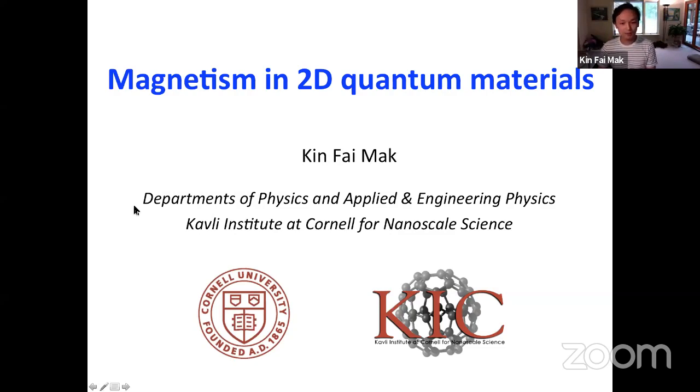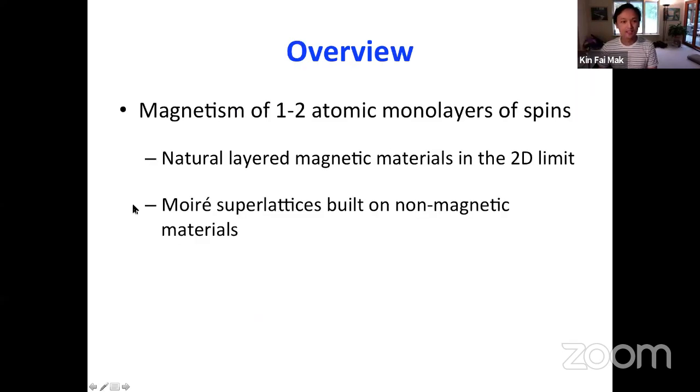And today I will be talking about the first lecture on magnetism in 2D quantum materials. Specifically, what I will be talking about today morning and tomorrow morning is magnetism in basically 1 to 2 atomic monolayers of spins, so that the spin density is very small compared to conventional bulk material. There's a very small amount of spins in the system. And it turns out that because of this fact, there are interesting things that we can do.